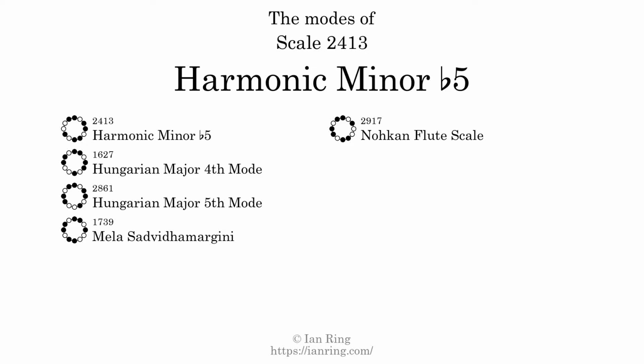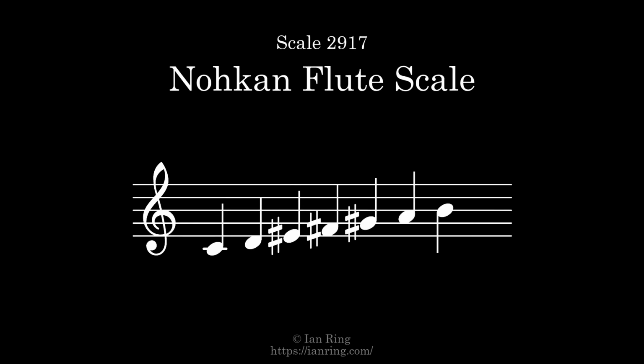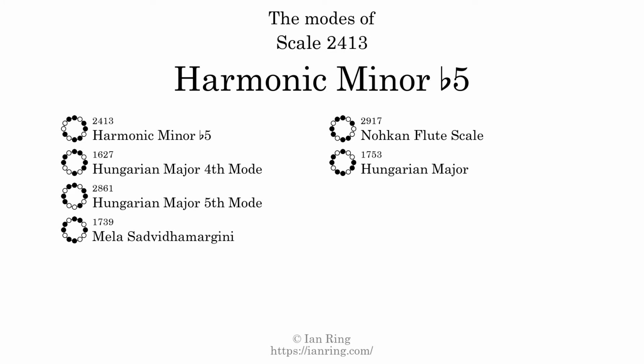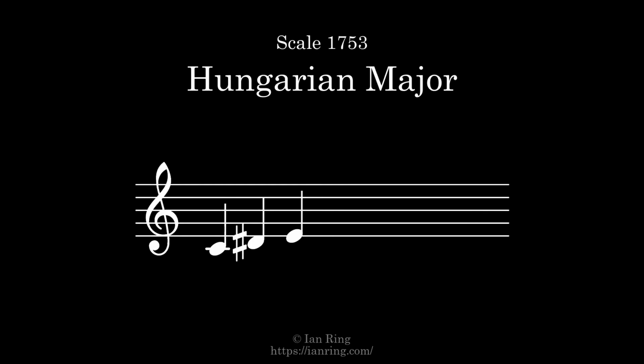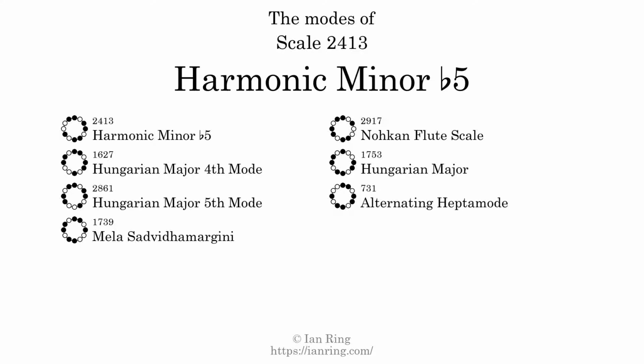The fifth mode is scale 2917, also known as knock and flute scale. It sounds like this. The sixth mode is scale 1753, also known as Hungarian major. It sounds like this. The seventh and last mode is scale 731, also known as alternating heptamode. It sounds like this.